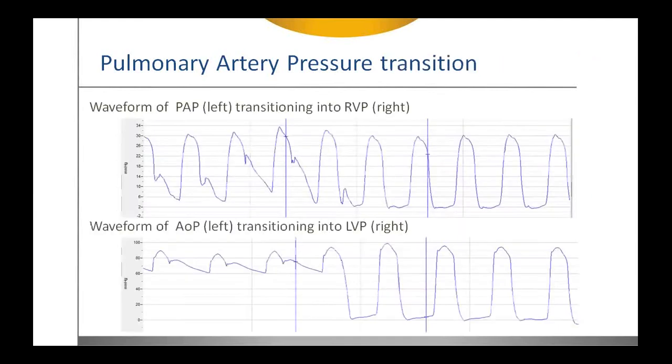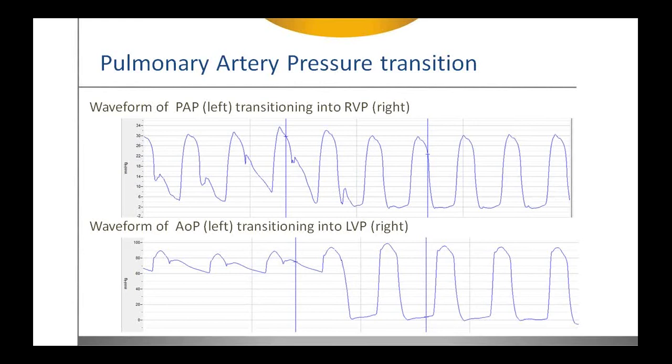Moving to the next slide. Here, I will cover the description that I have just inserted in this slide for refreshment of the concept of pressure transition between the major arteries on the right and left sides. First, we see the waveform on the first row of the pulmonary artery pressure, which is on the left, transitioning into RVP, which is on the right. Please note the wave of aortic pressure, which is on the left, transitioning onto LVP, which is on the right, in the second row.